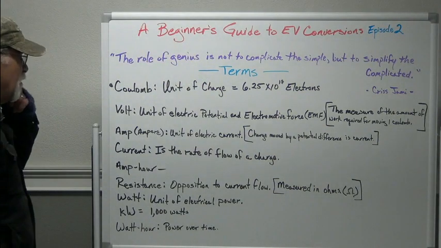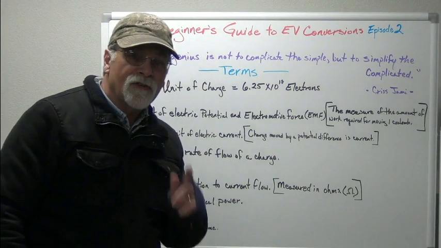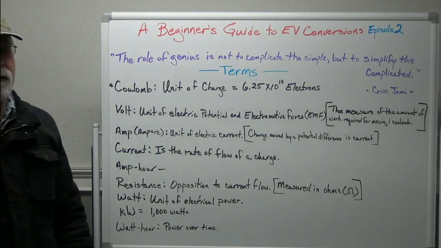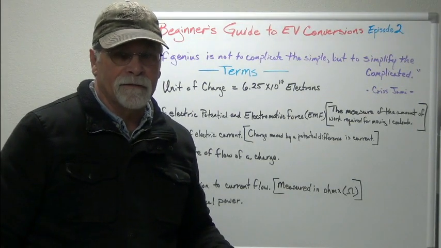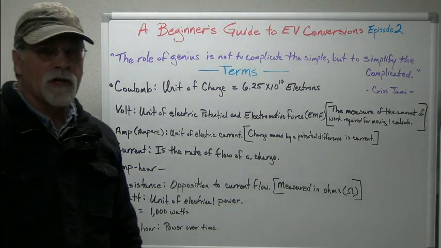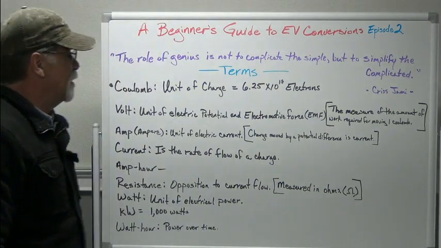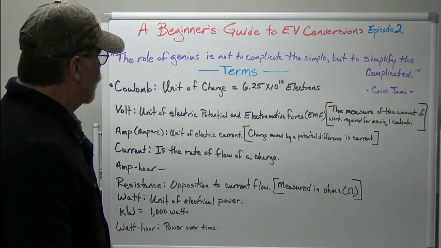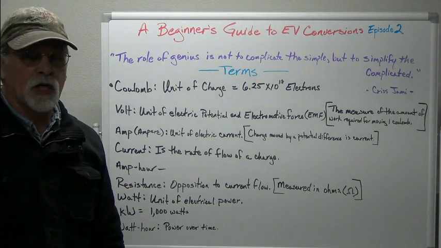So let's start off with some commonly used terms, but the first one's not going to be common. But we're going to introduce it to you because it's something that all the others have in common, okay? And that is the coulomb. The coulomb is a unit of charge, and it equals 6.25 times 10 to the 18th power electrons. So that's quite a few electrons, but that is a unit of charge. And the term for that unit of charge is the coulomb.